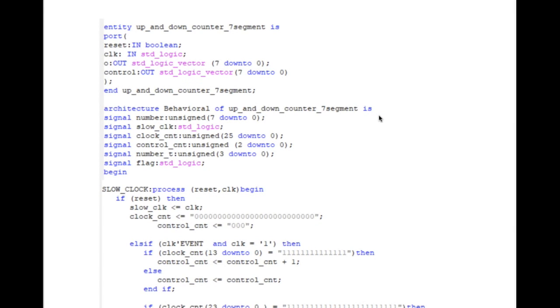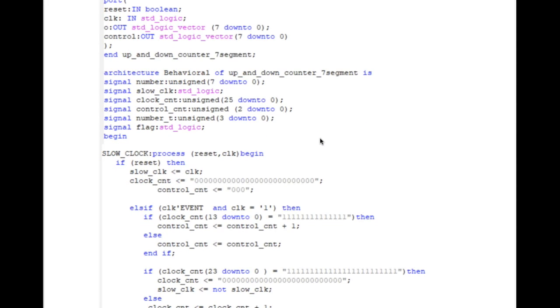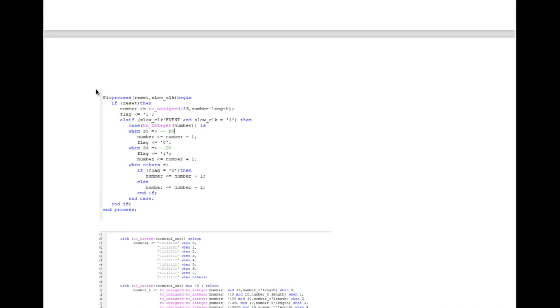Okay, let's talk about lab 3. In this lab, I will implement the up and down counter into the FPGA. I copied and pasted the up and down counter from lab 2 into my code, in this part. My last 4 digits of my student ID are 45 and 43.